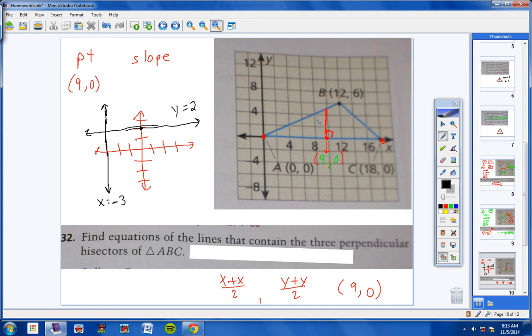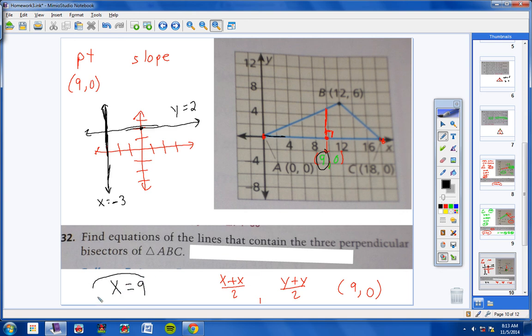So look at this line we have. It's a perfectly vertical line, is it not? It has to be because this line here is perfectly horizontal, and this line here is perpendicular to it. So the red line we're trying to write the equation of is a vertical line like this line here. And where does it go through the x-axis? 9. So you're done. The answer is x equals 9.